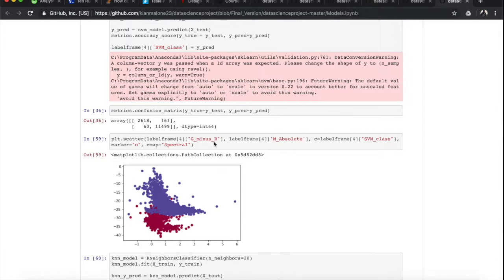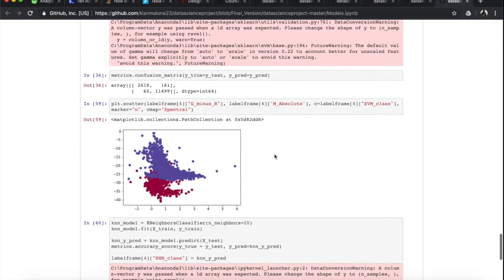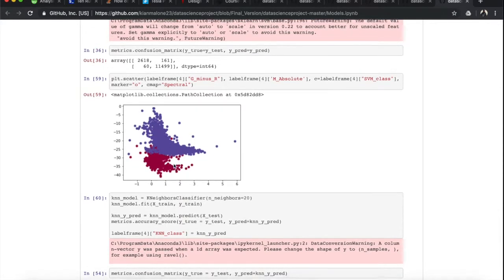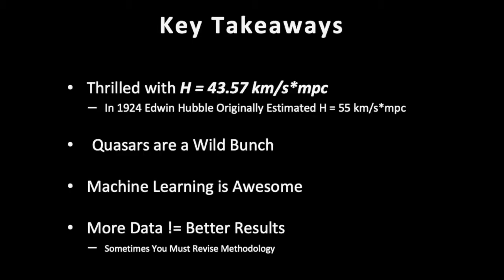Our SVM model was able to predict whether an object was a galaxy or a quasar on test data with an average 98.3% accuracy. Overall, we were thrilled with our results. Our value of 43.57 kilometers per second per megaparsec is actually incredibly close to Edwin Hubble's original estimate of 55.